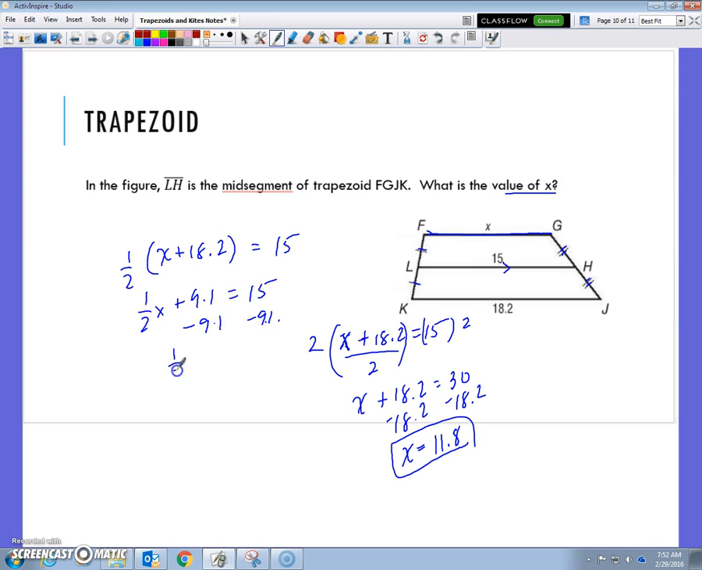Oops, 9.1, half x equals 5.9. Multiply both sides by 2. X equals 11.8. So either way you do it, you get 11.8. And I think that's it for today. So we learned about trapezoids, isosceles trapezoids, and mid-segments of trapezoids.